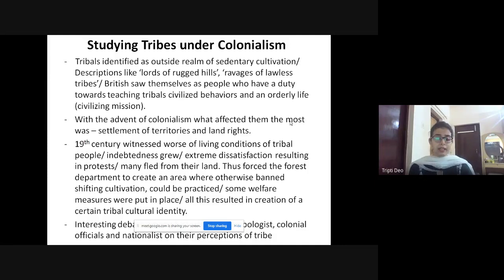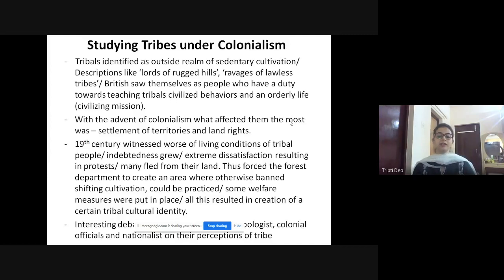Many had fled from their land. So because of this, we see that even some British officials, the Forest Department, were forced to create an area where shifting cultivation could otherwise be practiced. Because in the 19th century, there were so many protests by the tribes that the British Forest Department was forced to demarcate certain regions in different parts of India where tribes could function, practice shifting cultivation, or practice their own ways of subsistence. So in this way, some welfare measures were put in place, some.